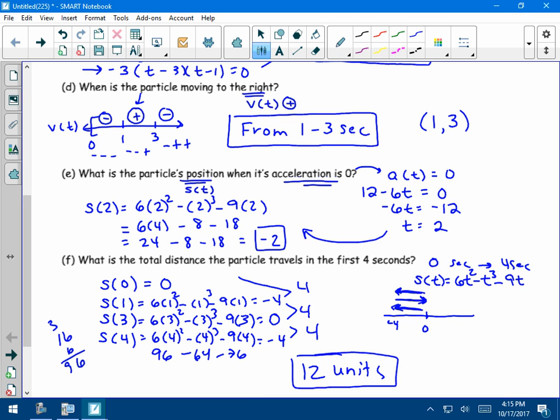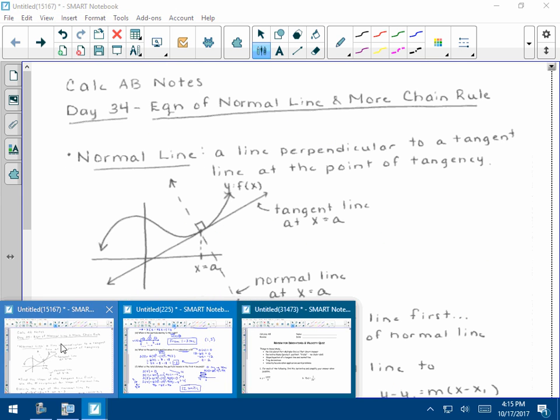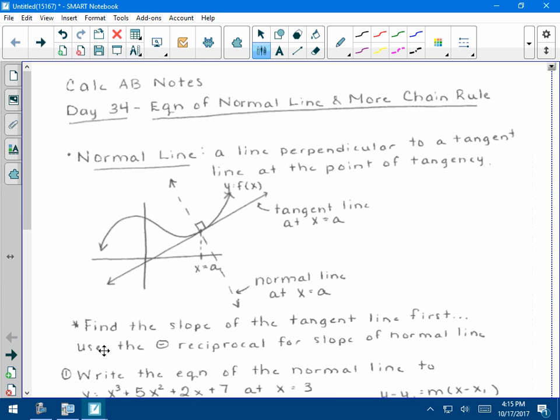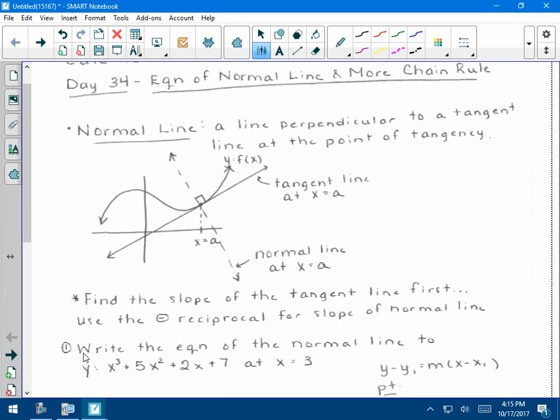All right, let's switch over to the somewhat filled in note sheet. So let's look at this. Day 34. Now, equation of normal line is on the quiz tomorrow. So make sure you're paying attention to this part. I'll show you what the question will look like in a minute. But this is a pretty easy topic. Normal line. Normal line is just a line that's perpendicular to a tangent line at the point of tangency.